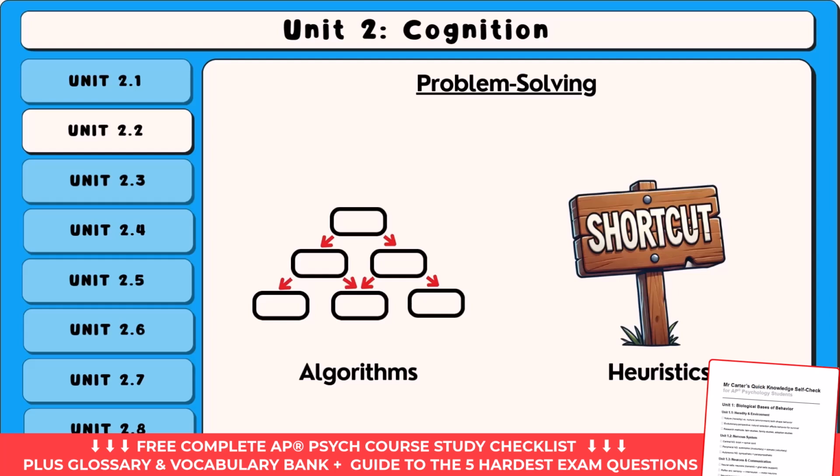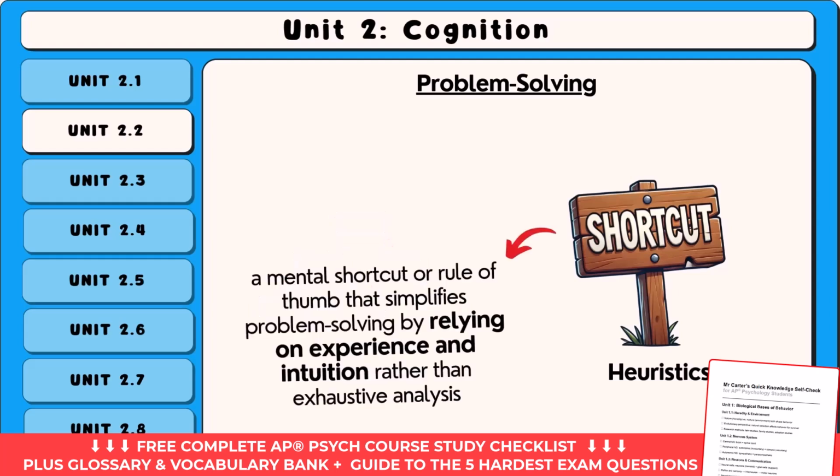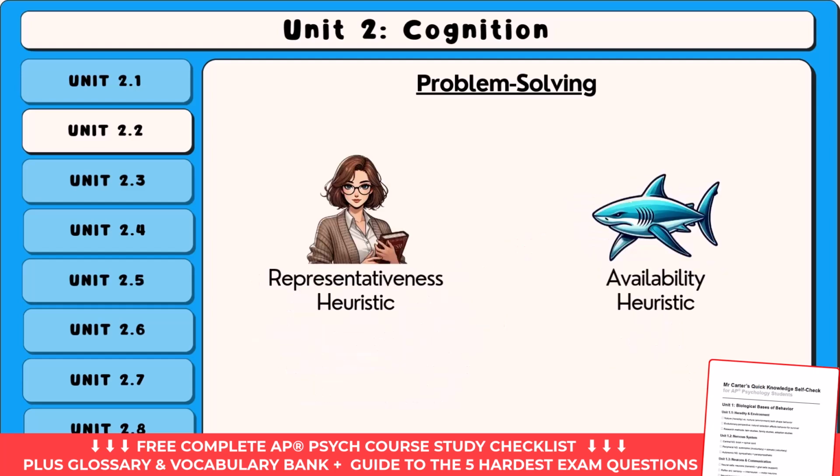Because of this, people frequently rely on heuristics, which we'll discuss next. A heuristic is a mental shortcut or rule of thumb that simplifies problem solving by relying on experience and intuition rather than exhaustive analysis. There are two main types of heuristics: the representativeness heuristic and the availability heuristic.